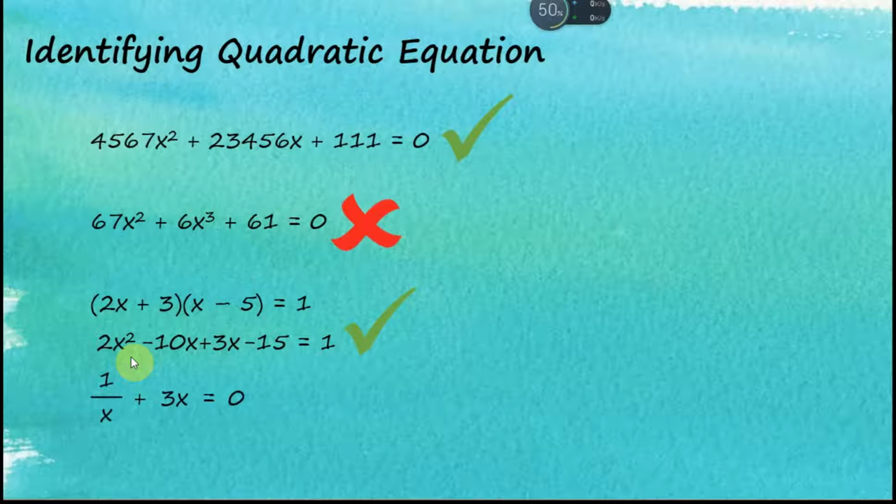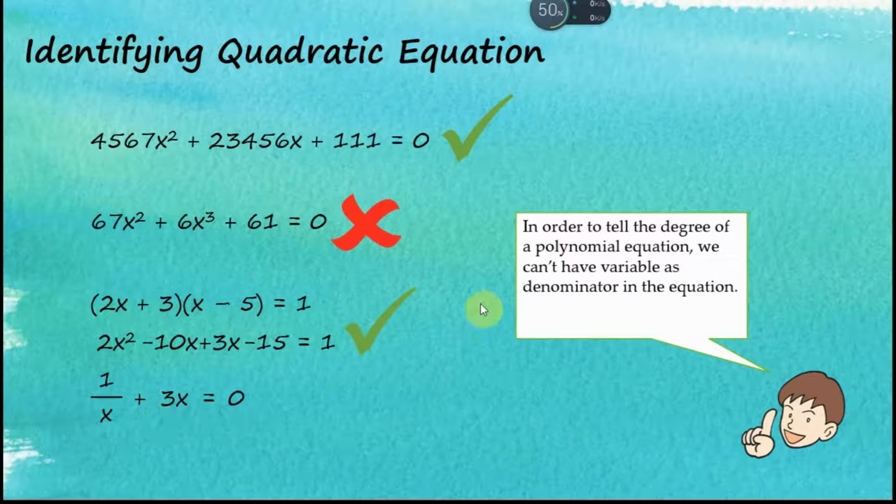How about this one? In this case, we have a variable as the denominator of a fraction. It's important for us to know that in order to tell the degree of a polynomial equation, we can't have a variable as denominator in the equation. So to solve this problem, what we do is multiply the equation with x to eliminate this x as the denominator. Let's see how to do this.